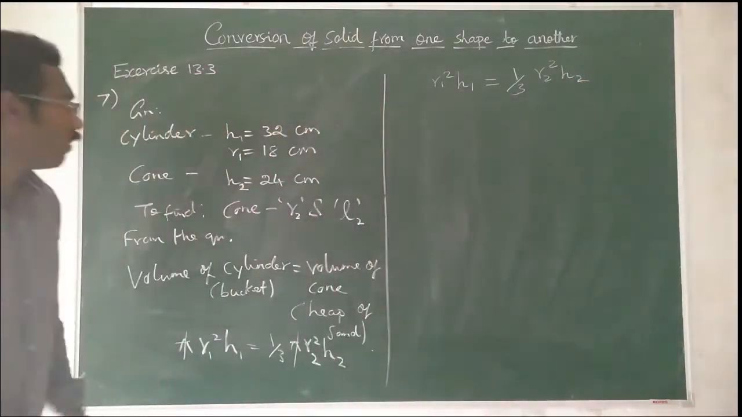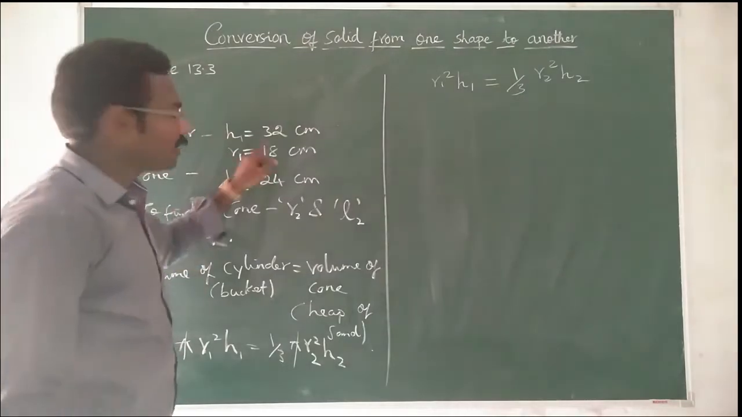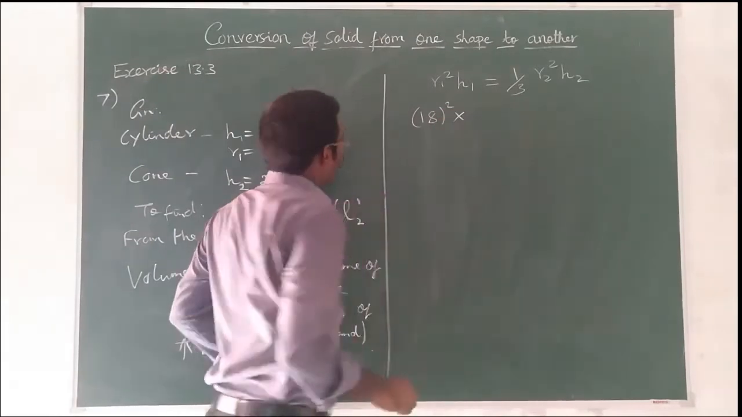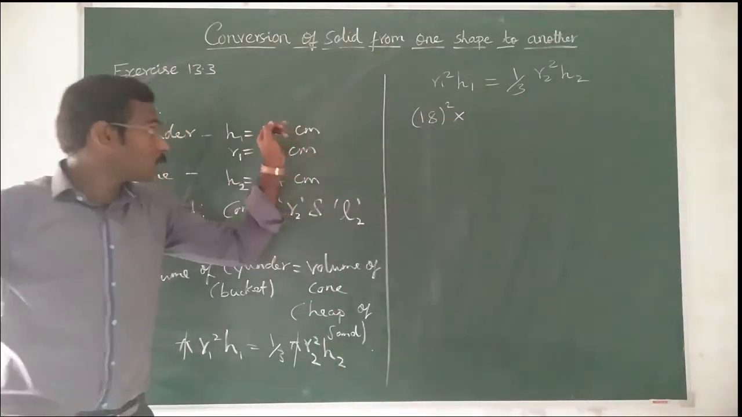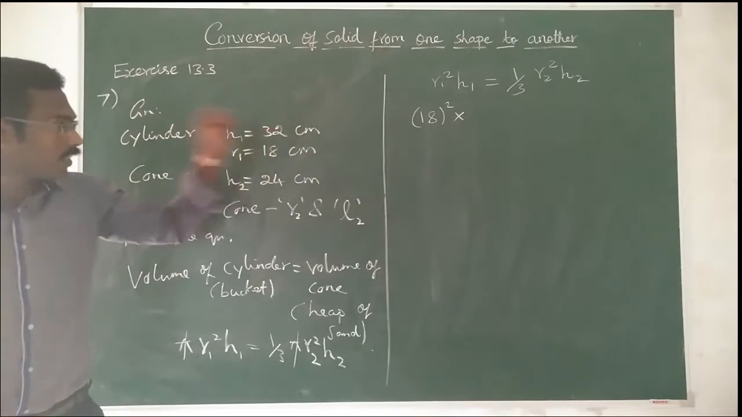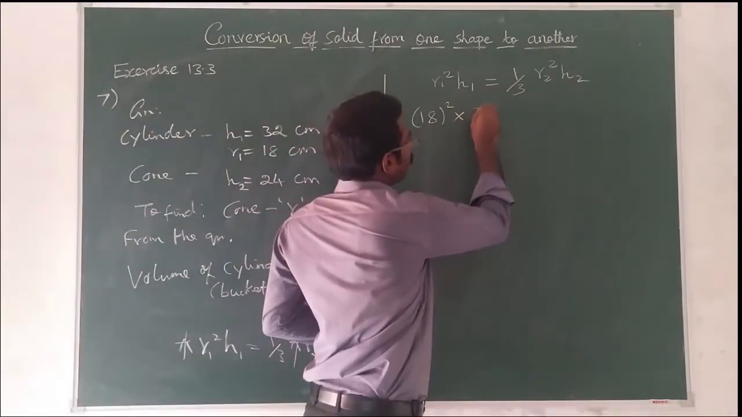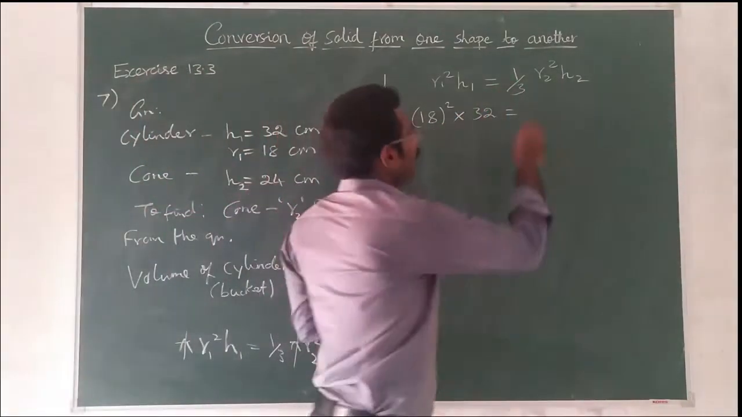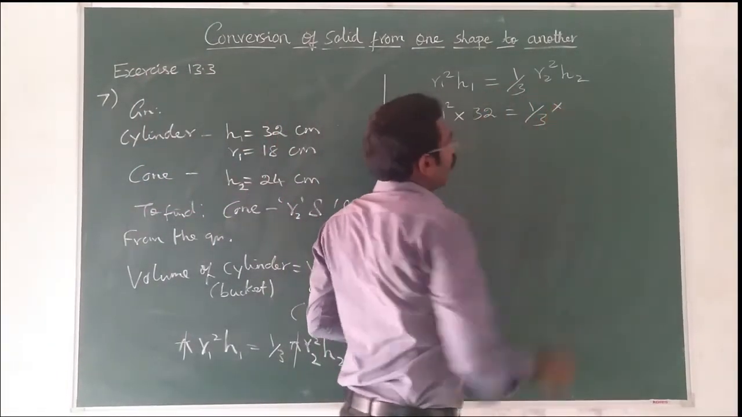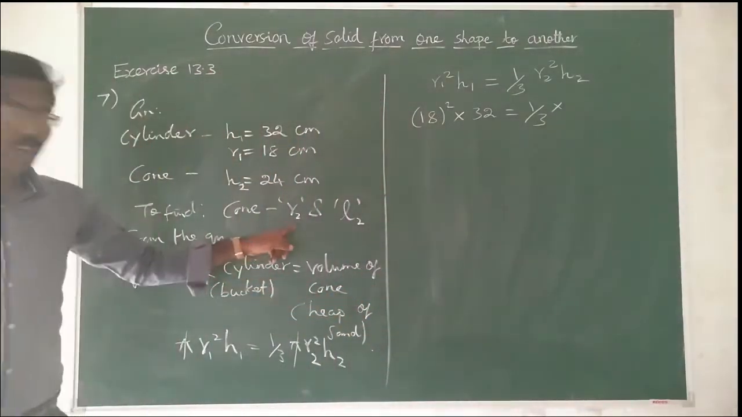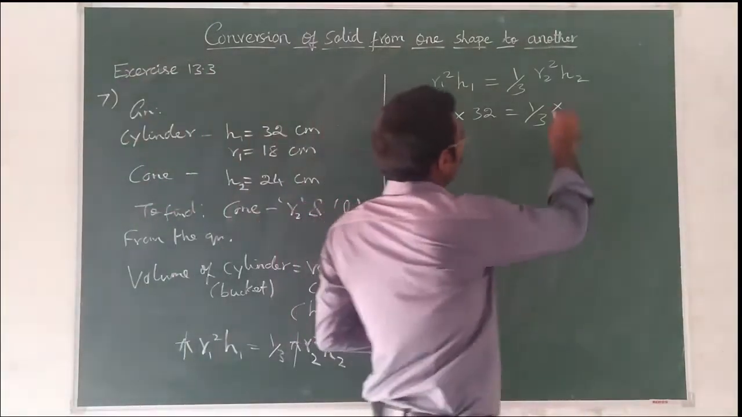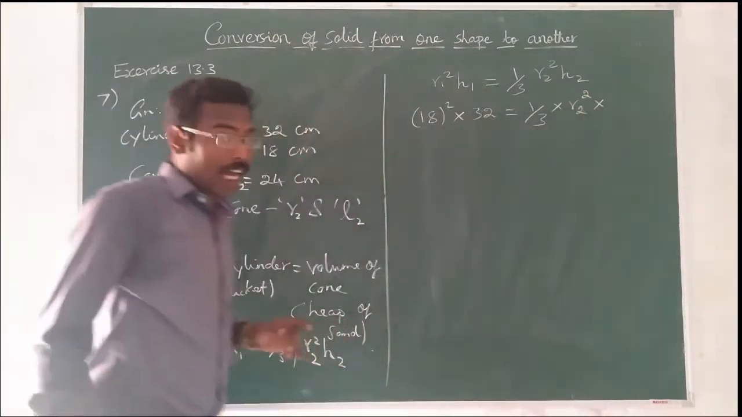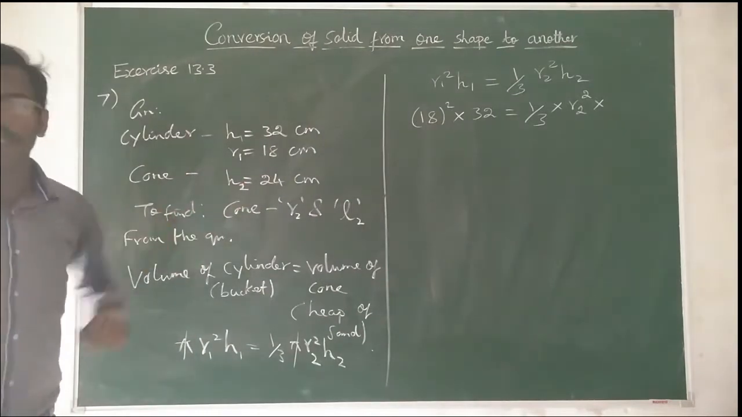Okay, so let us apply the values. So r1 is 18, so 18 square into h1. What is h1? Praveer, h1 is 32. Okay, so I hope you are following me. Are you all following me? Yeah. So this is 1 by 3 into r2. We don't know r2, we only have to find it, so keep r2 as r2 only. r2 square into, what is h2? Height of the cone, h2 is 24.